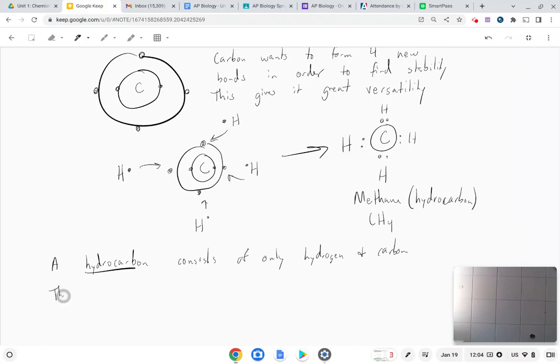Hydrocarbons can be chains, another word for that is aliphatic, or the molecule can be aromatic, and that would mean that it takes the form of a ring. Wow, I can't spell. Aromatic.